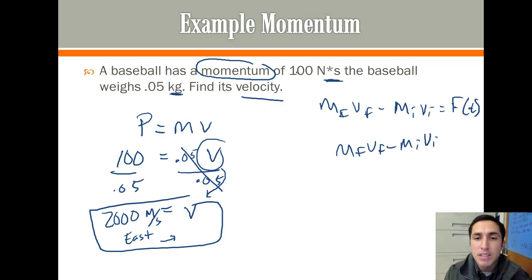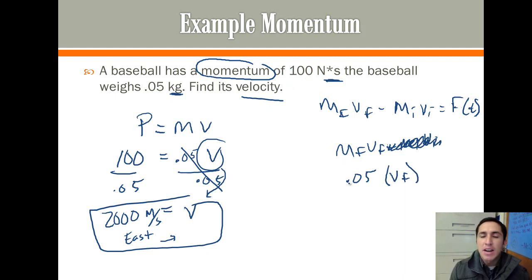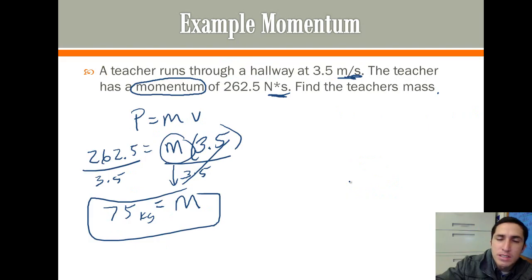Now it says that the momentum is 100 Newton seconds, and a baseball weighs 0.05 kilograms. Find its velocity. Okay, well, obviously I'm not going to need one of these guys, so let's just scratch him out. I got mass. Mass is 0.05. I don't have my final velocity. Now here's what you just got to remember. Well, this guy is momentum, so that guy's got to be equal to 100. And then you just divide.